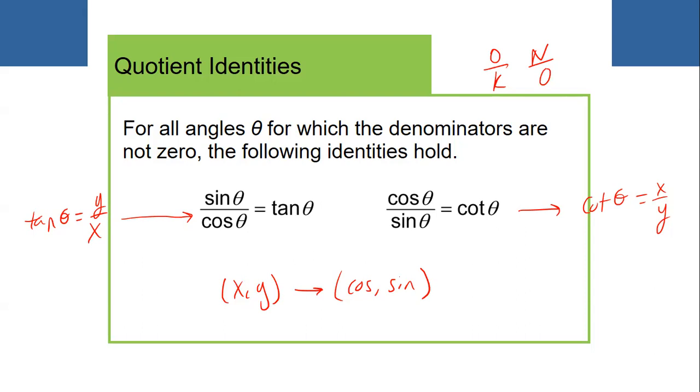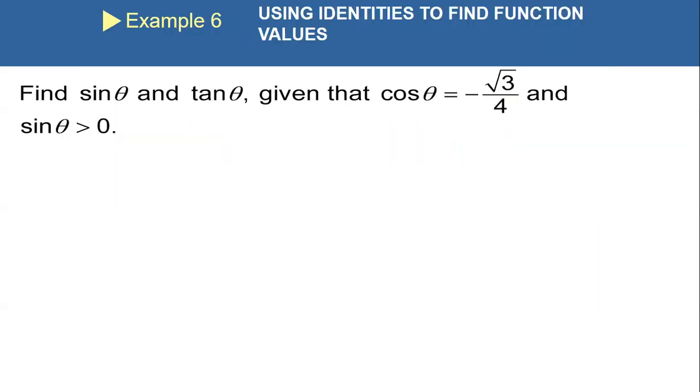All right, so keeping these identities in mind, we're now going to look at situations where they may be applied. So up first, it says find sine theta and tan theta, given that cosine theta equals negative square root of 3 over 4, okay? There's a couple ways that I can approach this. I can think about it in terms of x, y, and r, where I identify my x, find my y, and identify my r.